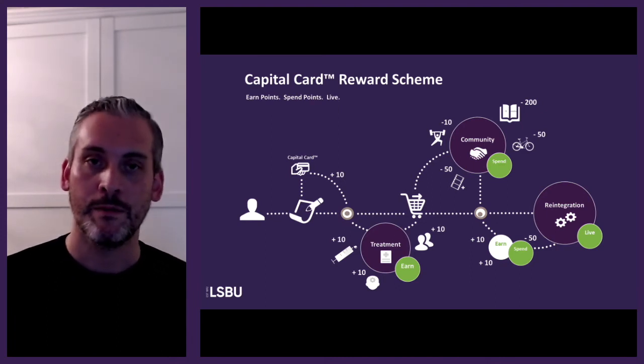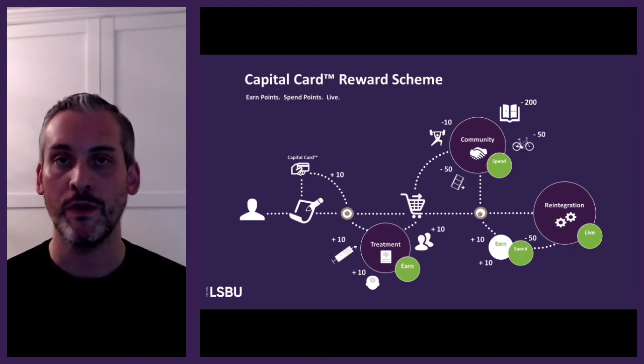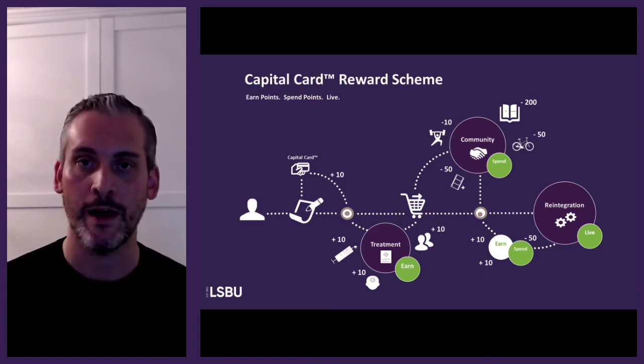Once people have completed treatment and left the service, they can continue to build up points for a further 6 months, and then for a further 6 months beyond that can spend the points that they have.